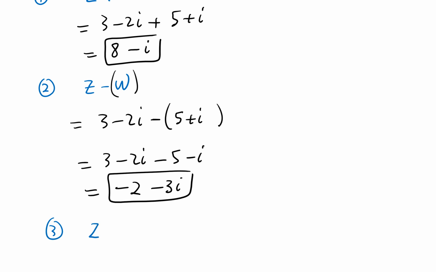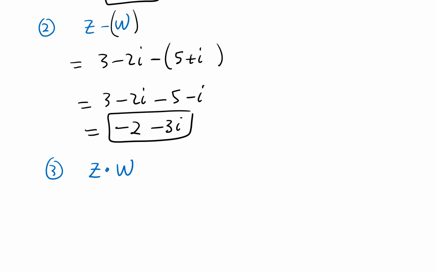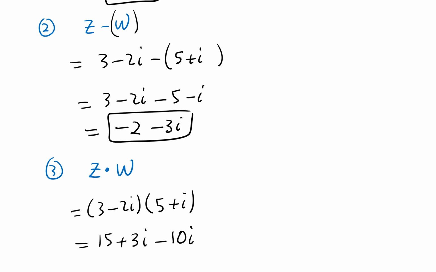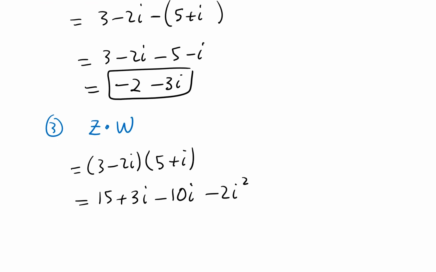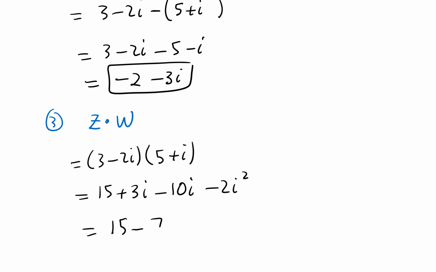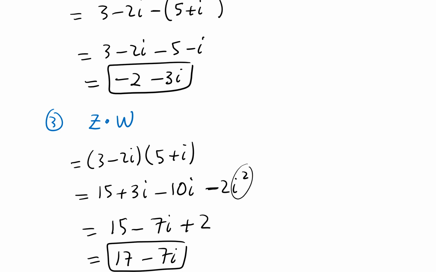We can actually multiply them, z times w, and simplify. z is 3 minus 2i, w is 5 plus i. Let's see what we get. 15 plus 3i minus 10i minus 2i squared equals 15 minus 7i plus 2. That's 17 minus 7i. Remember, i squared is -1, so negative by negative made it positive, and I combined these together to get the middle one.